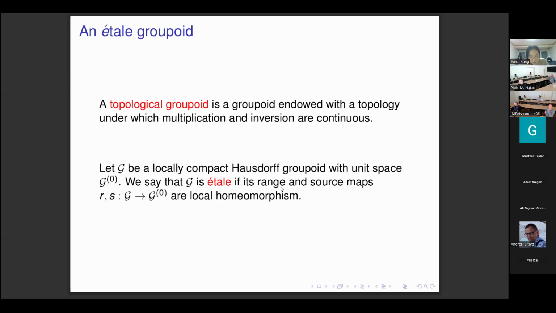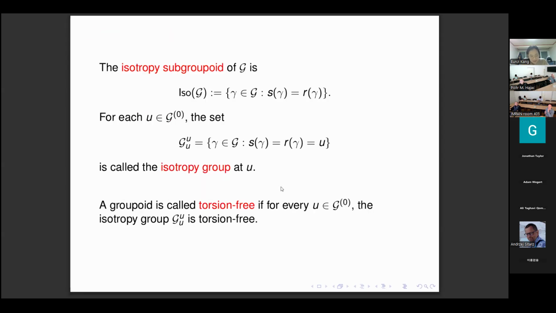And then a topological groupoid is a groupoid with a topology where multiplication and inversion are continuous. And then given a locally compact Hausdorff groupoid G, the groupoid G is étale if its range and source maps are local homeomorphisms, meaning they act like homeomorphisms locally. And then the isotropy subgroupoid of a groupoid consists of all the elements where the source and the range are the same.